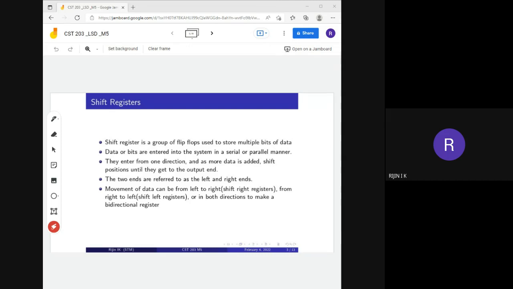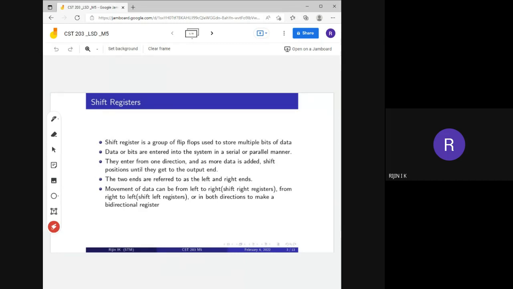Last class, we discussed shift registers. What is a shift register and what are the different types of shift registers? What is a shift register?